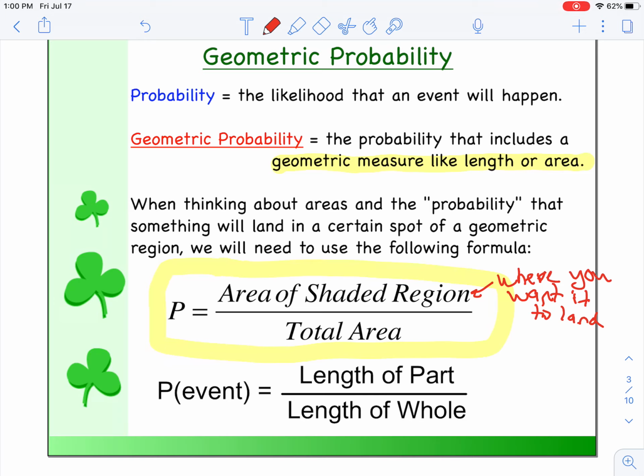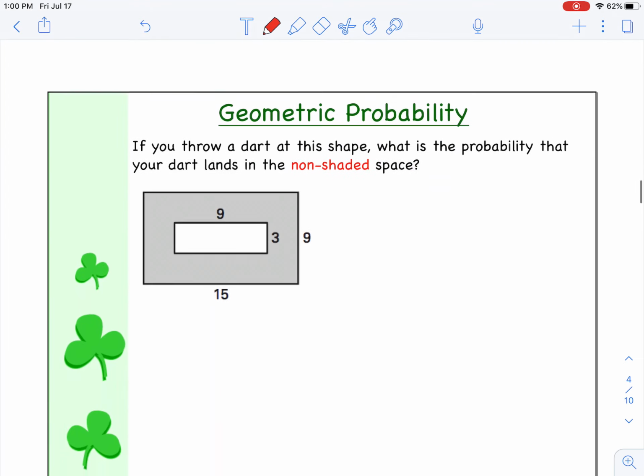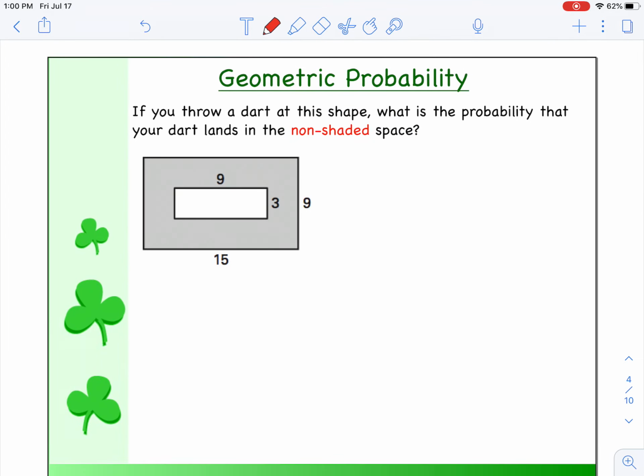We also can look at, in terms of lengths of segments, the length of the part compared to the length of the whole. So those are basically the two formulas you have. It's just that if you're finding a circular region, your area is going to be pi r squared. If you're finding a regular polygon region, it's going to be 1/2 the apothem times the perimeter, etc. So we're going to use all of the formulas that we worked on in chapter 11 and previously to actually write that ratio and determine the probability.